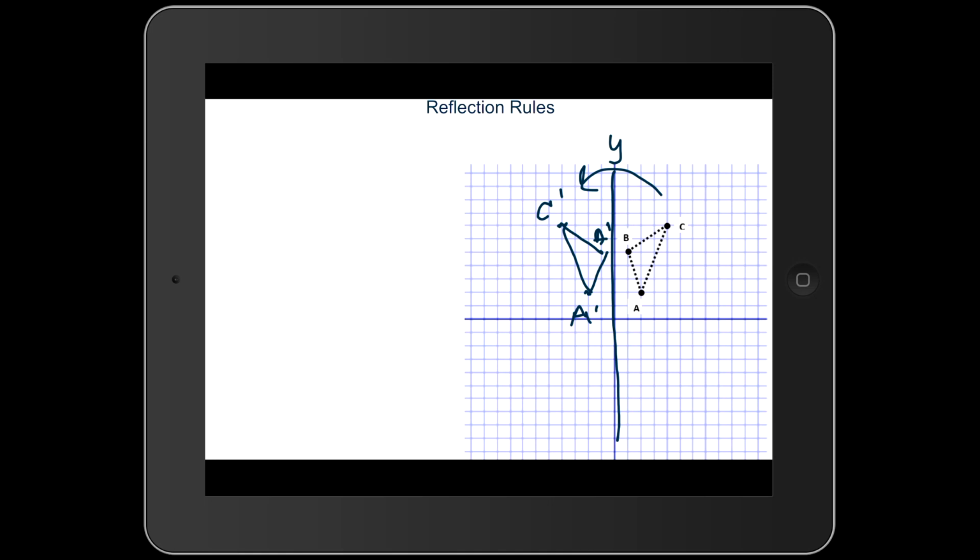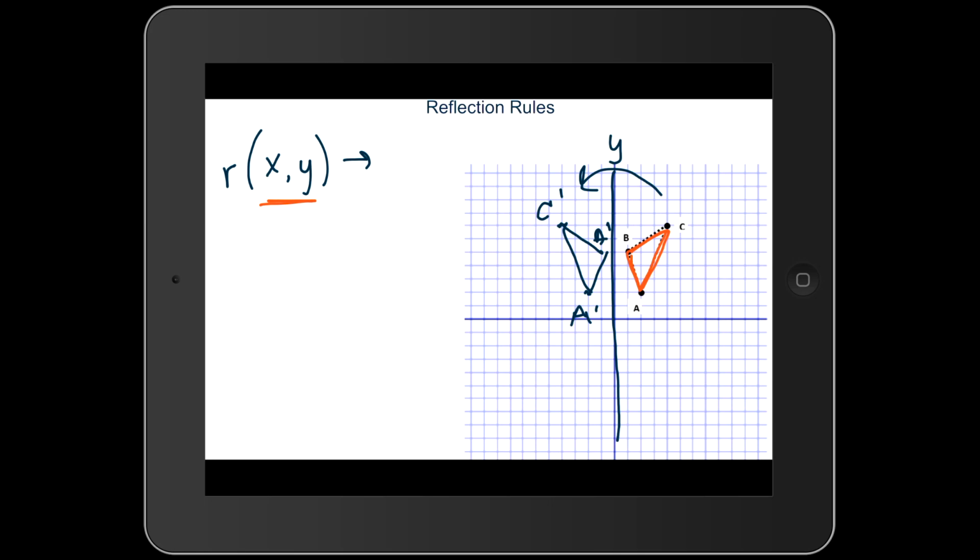So with reflection rules, we always start off with the lowercase r, and we put xy in parentheses. This xy here in parentheses means for every coordinate point that's on these images. So that means for every one of these points here on this pre-image, I can apply the rule. Not just the vertex points, but every point along all the lines.